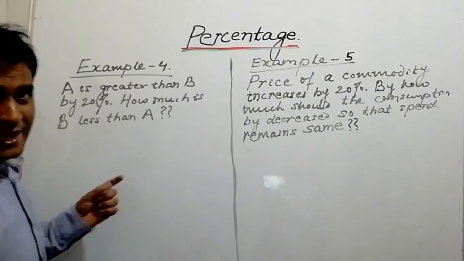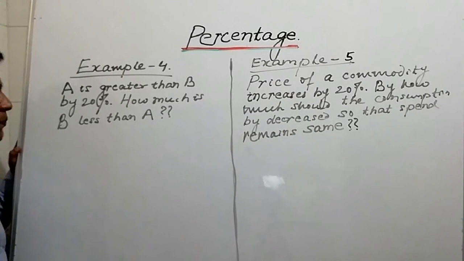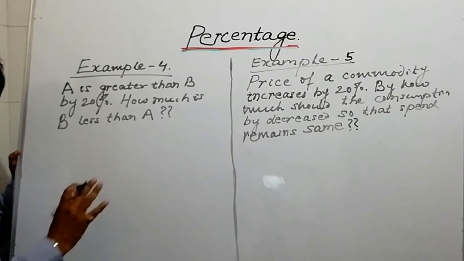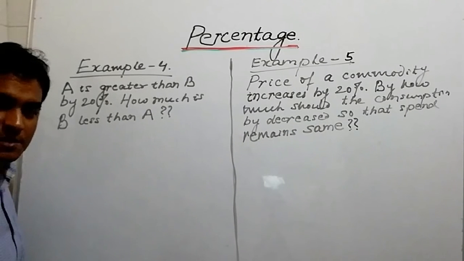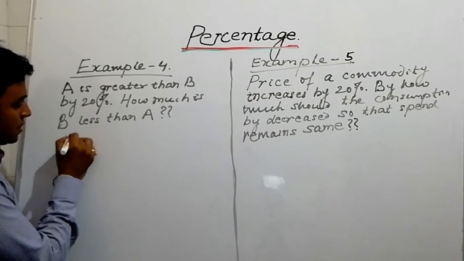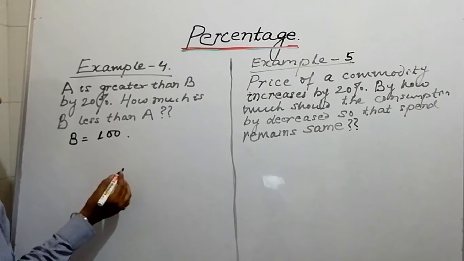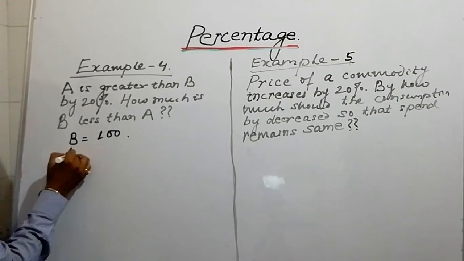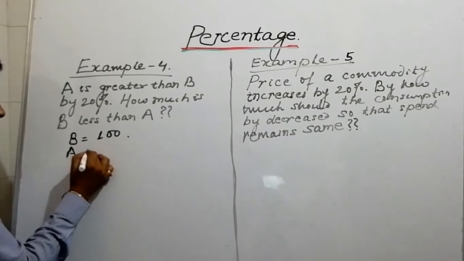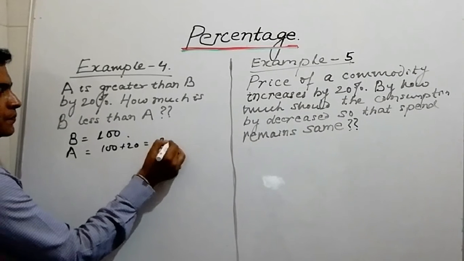Let's look at another example. The example says that A is greater than B by 20%. By how much is B less than A? So इसको solve करना बहुत पहले we'll solve it using the basic concept and then we will look at the generic formula. So let's say B is equal to 100. Okay, so A क्या होगा? A is 20% greater than B. So 100 plus 20 which is 120.